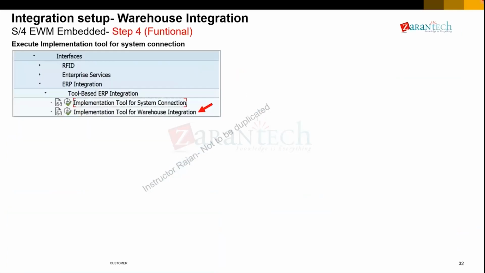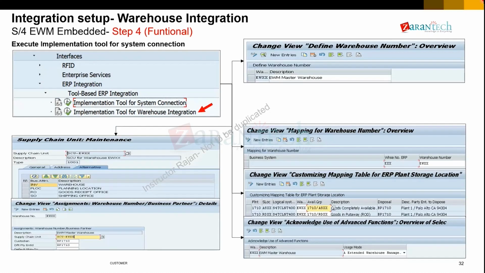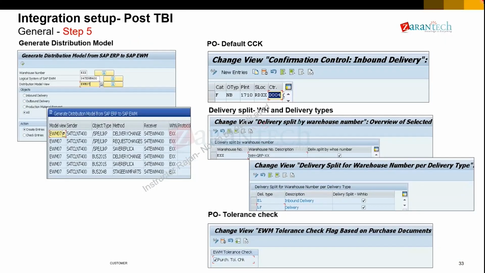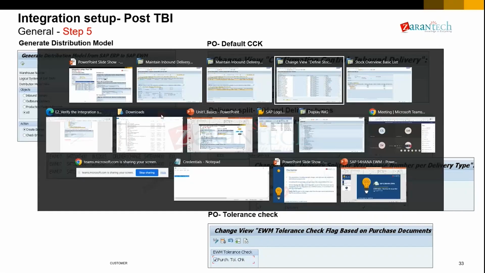Then this thing we know, this is what I just now showed you by running the wizard, or you can directly go and maintain the entries, or if it is not there, most likely some of them might not be there, so just ensure. And we know about these settings, the delivery split and the pivot tolerance. And now I'm going to generate the distribution model. Okay, so how to generate the distribution model?